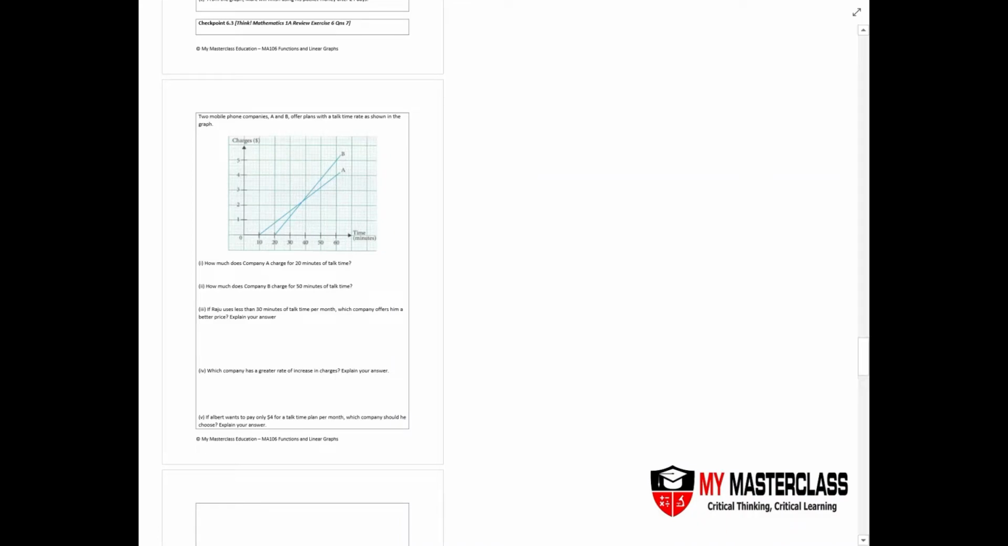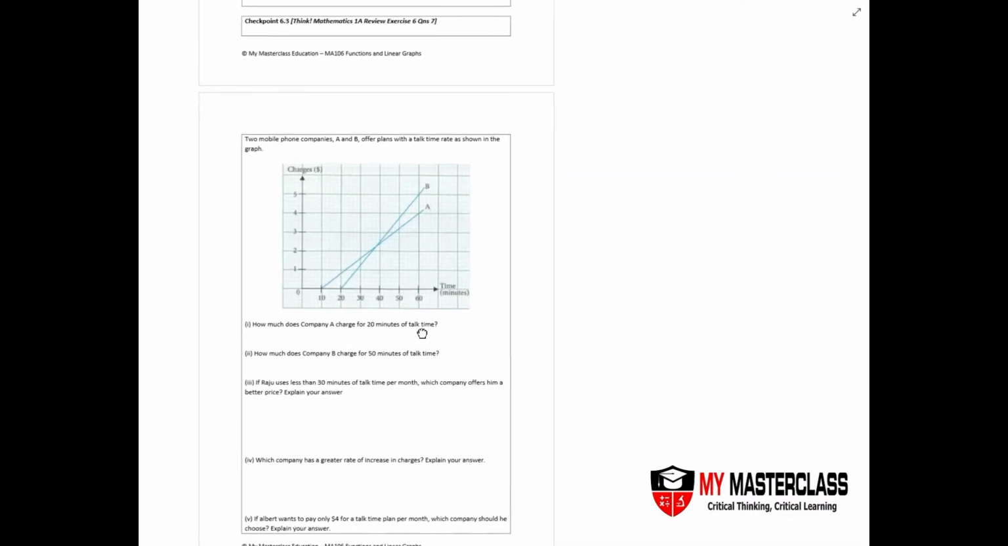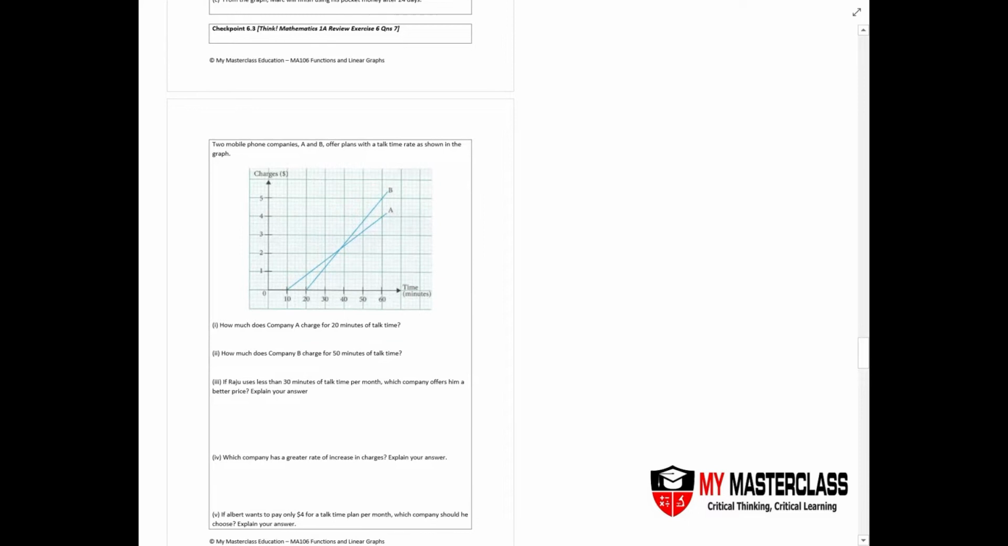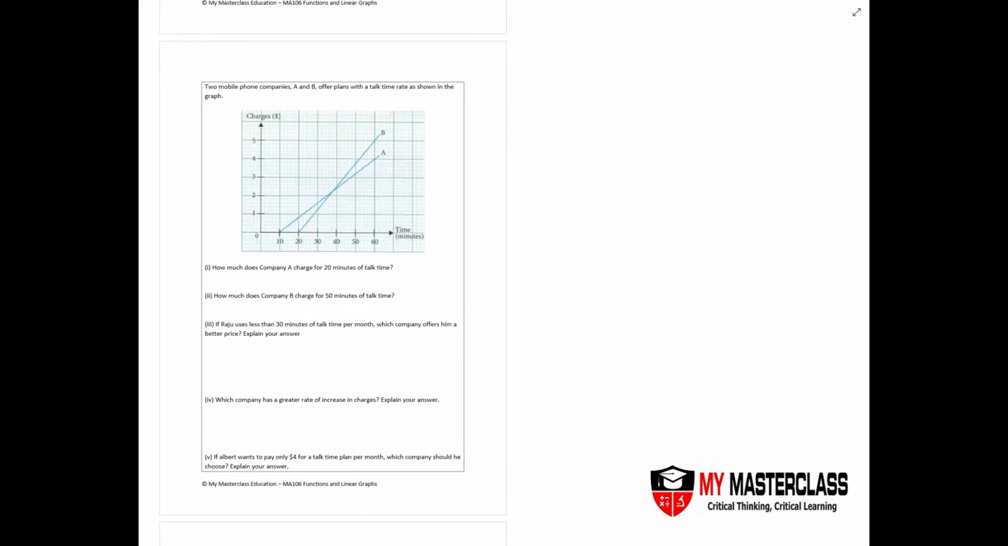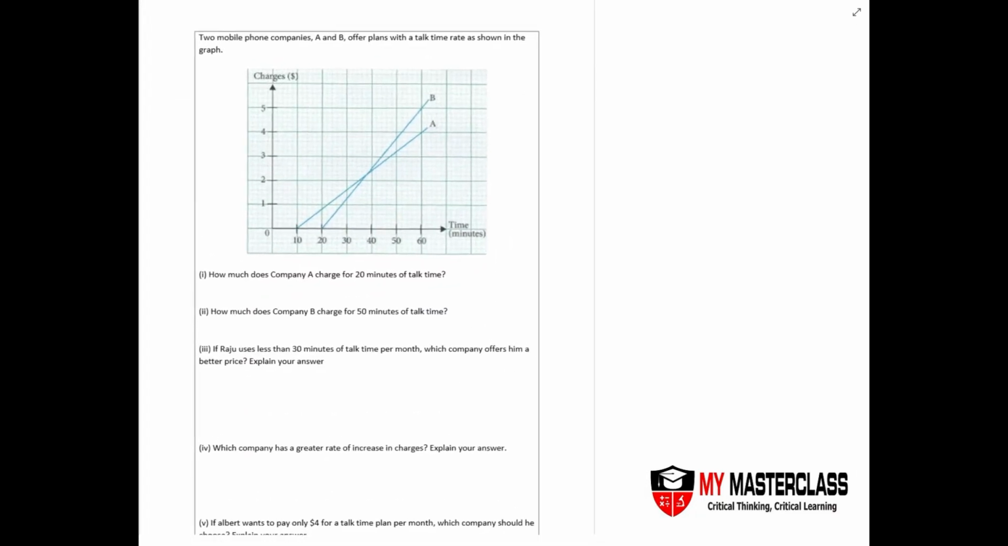Now in the chapter of linear functions and graphs, let's take a look at checkpoint 6.3. Two mobile phone companies, A and B, both offer plans with a talk time rate as shown in the graph. The first question is learning how to interpret a graph and see the trends and patterns that the data shows. Question 1 asks how much does company A charge for 20 minutes of talk time.